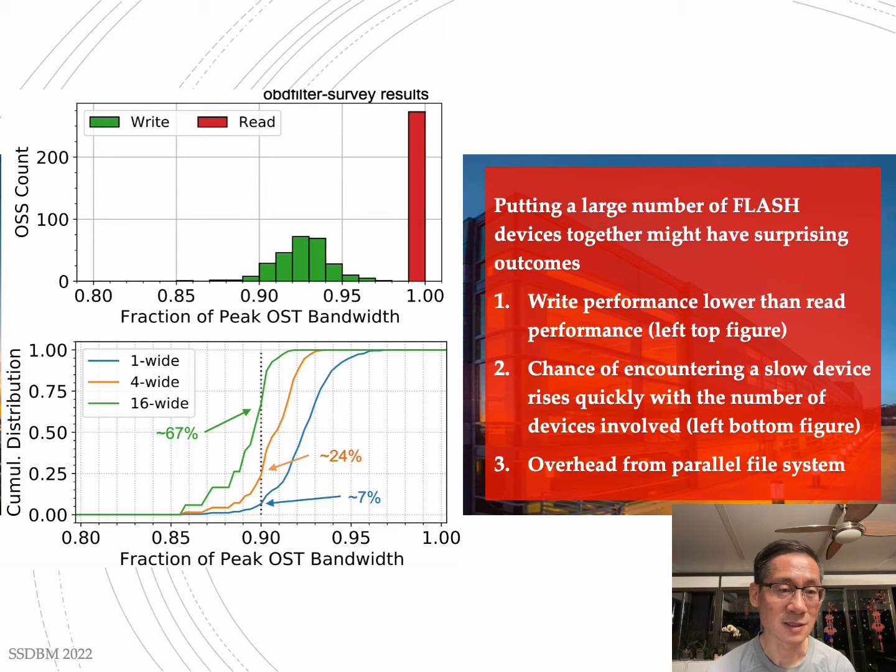If we use one, there is a 7% chance the performance will be less than 90% of the peak performance. However, if we use 4, the percentage increases to 24%, and if we use 16 OSTs together at the same time, the chance that the performance is less than 90% of the peak increases to 67%. So it's worthwhile to actually measure the performance, because if we're going to put hundreds of these together, we cannot just trust it will achieve the peak performance.